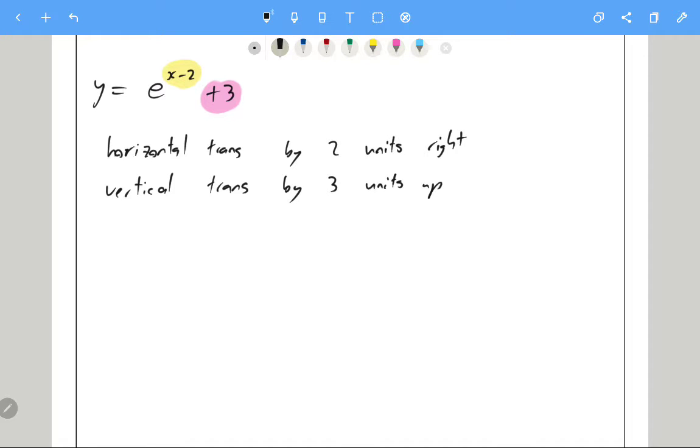Okay, so if I wanted to sketch it, what do I do? Well, first of all, I'm just going to draw my original function. And what am I going to do? I'm going to shift it 2 units to the right and 3 units up. Now, what's that going to mean overall? Well, firstly, it's going to mean that my asymptote has moved. My original asymptote was at 0. 3 units up from 0 is 3. So my new asymptote is going to be starting here.